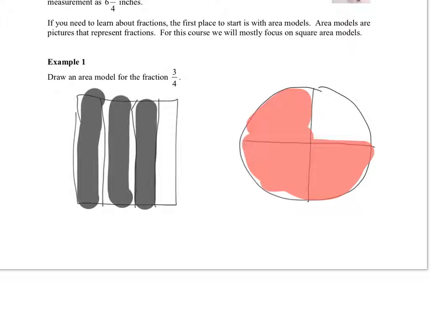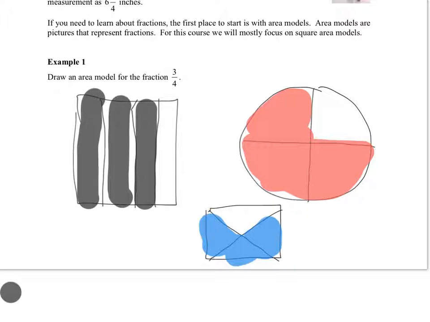Another thing to note is we could do another square, and let's do a smaller one, and as long as the pieces are 4 equal pieces, then that is still an area model. So you could make your square kind of like this. I know that's not exact, but imagine that I was more accurate with that. Then we would have 1, 2, 3, 4 pieces, and then again we could shade in these 3 pieces. And that would be 3/4 as well.